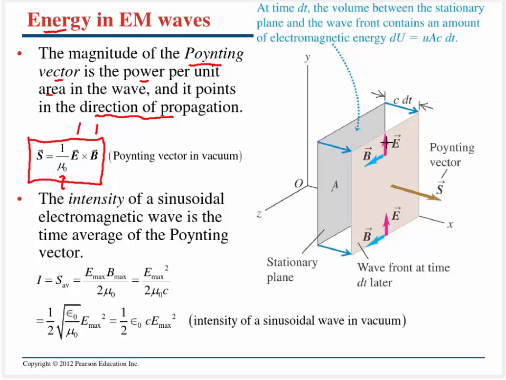You can kind of see conceptually here that we have the electric field pointing up, and the magnetic field is going to be perpendicular to it. So you cross those two, and it's going to be pointed in this direction right there, which is also the direction of propagation.